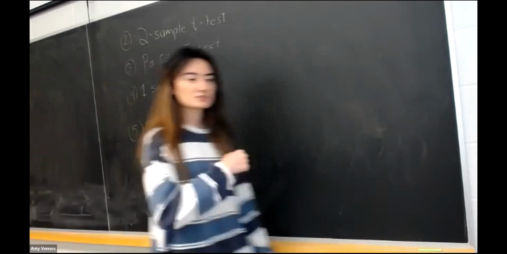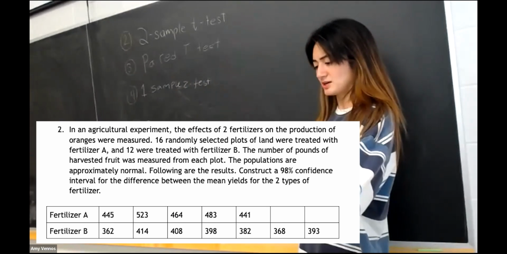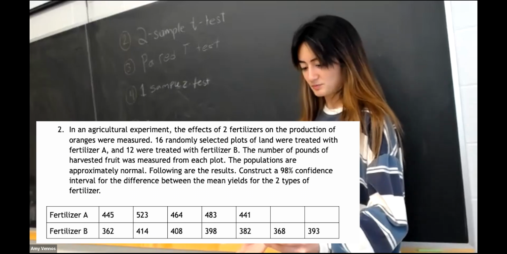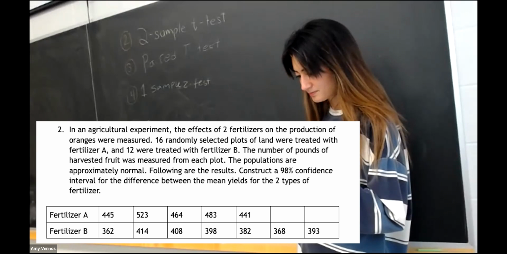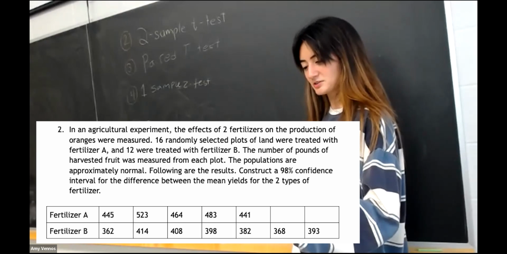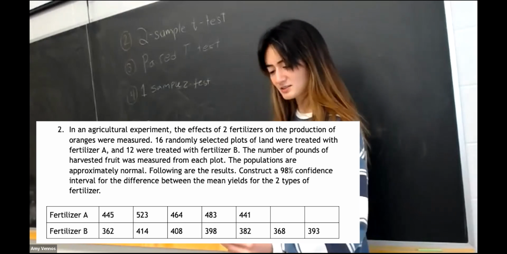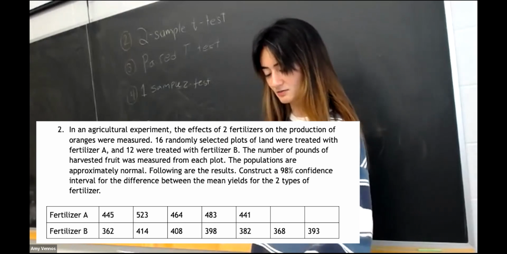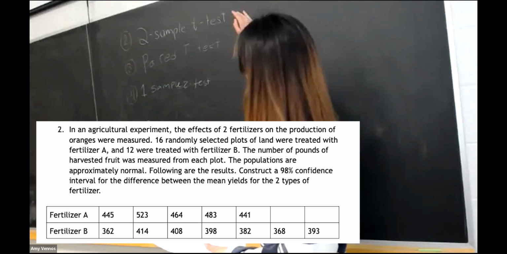All right, let's come up to the front here. We got some good answers up on the board, so let's take a look at number 2. This one had the effects of 2 different fertilizers, and we randomly selected plots of land. I think I changed this question with the different things. I know it says 16 were treated with fertilizer A and 12 were treated with fertilizer B. Doesn't seem like that in the data, does it? But that's okay. Then they recorded the number of pounds for the harvest.